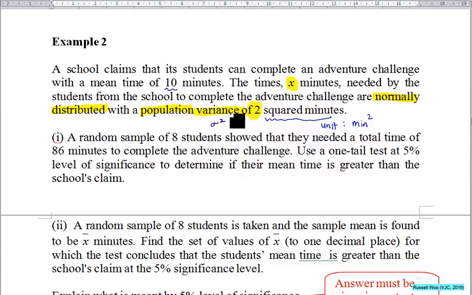Now, random sample of 8 showed that they needed a total time of 86. What does it mean? That means you pick x1 plus x2 plus x3 all the way to x8, you get 86. So actually, x bar, which is the sample mean, is 86 over 8. Make sense? Now you're going to compare this value against 10, right? See whether the mean time is greater than the school's claim. At 5% level of significance, you want to see whether it's greater.